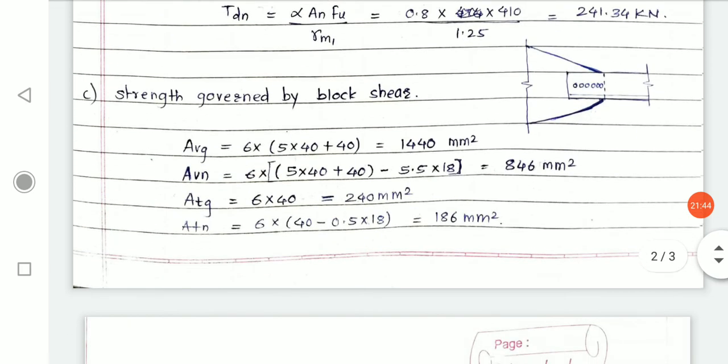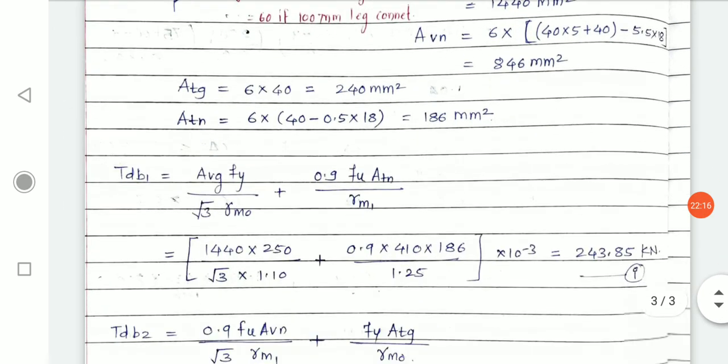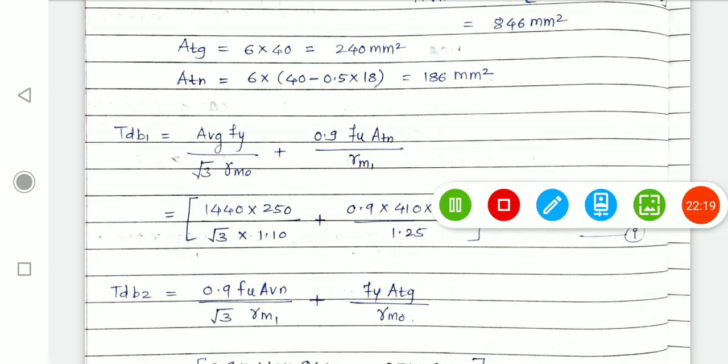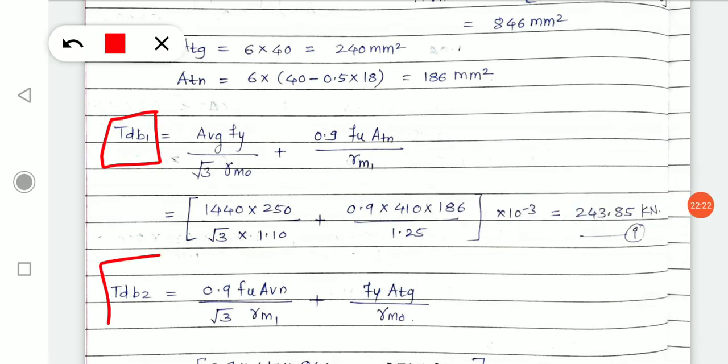Next is strength governed by block shear. This is the next failure of our tension failure modes. The first mode was yielding, second was rupture: yielding of the gross area, rupture of the net area, and third one is the block shear. So let's solve for the block shear. Now block shear consists of different formulas. The formula is Tdb1, Tdb2.